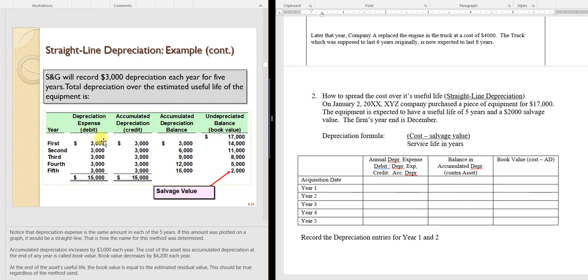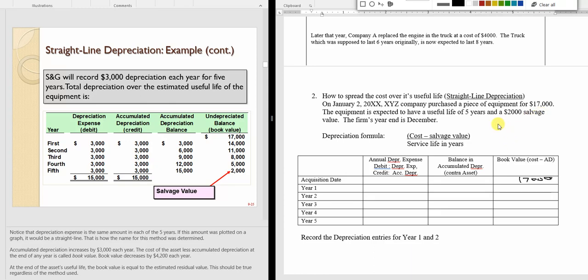I have my journal entry. So my debit to depreciation expense, here's your journal entry. Debit depreciation expense, credit accumulated depreciation. This is $17,000 goes up here. Okay, so notice, put 17,000, don't put 15,000. You do not use salvage value.